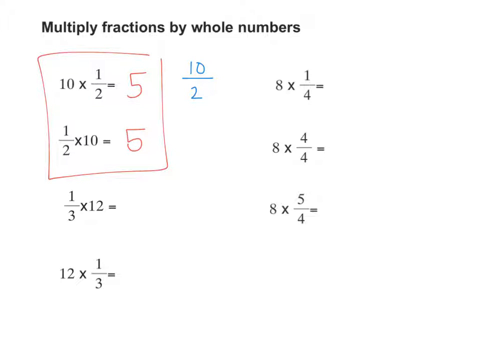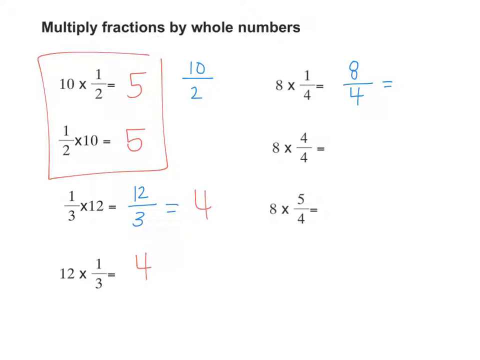1/3 times 12 is the same as what number divided by what number? 12 divided by 3, which is 4. Very good. So then what's 12 times 1/3? 4. Because it's also 12 over 3, isn't it? What division problem is 8 times 1/4? 8 divided by 4. And written as a fraction, it would be 8 over 4, which is 2.